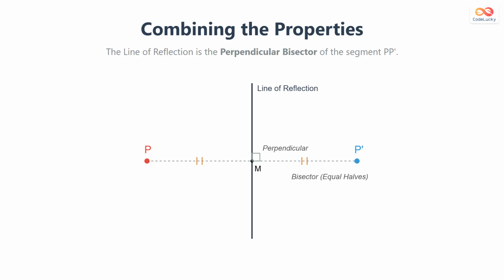When we combine these two properties, we get a powerful definition. The line of reflection is the perpendicular bisector of the segment connecting any point and its image. It cuts the segment in half at a 90-degree angle.